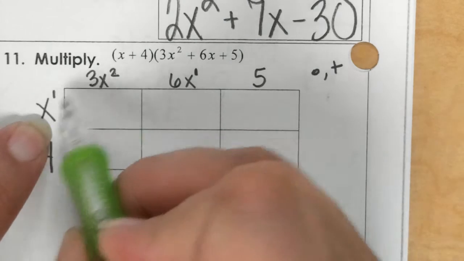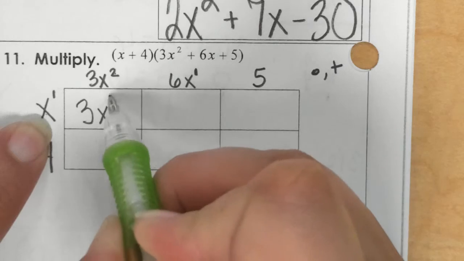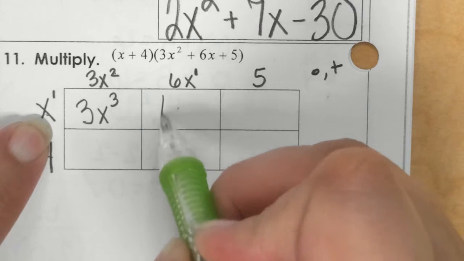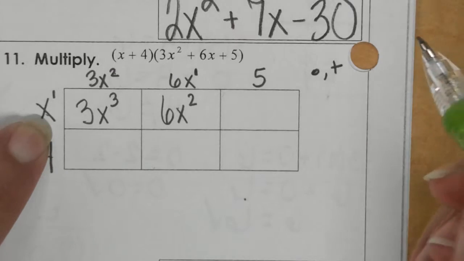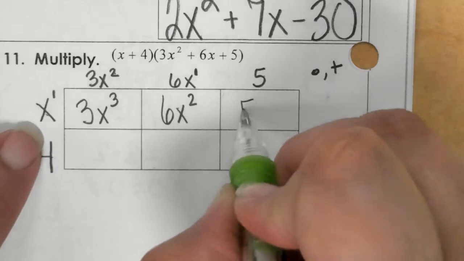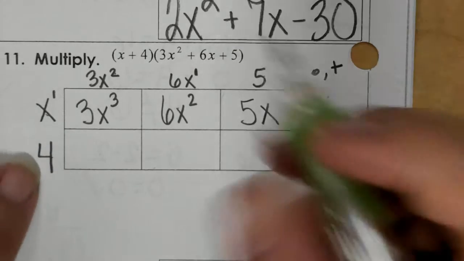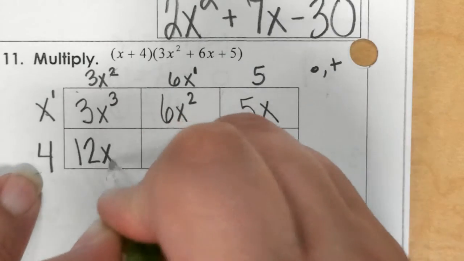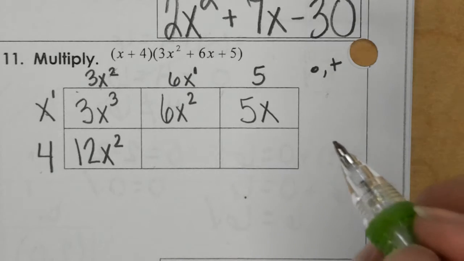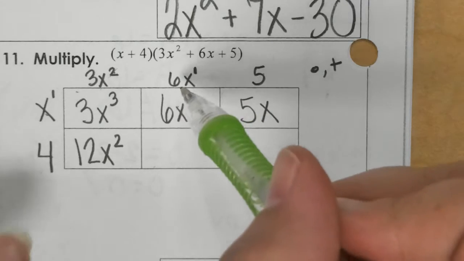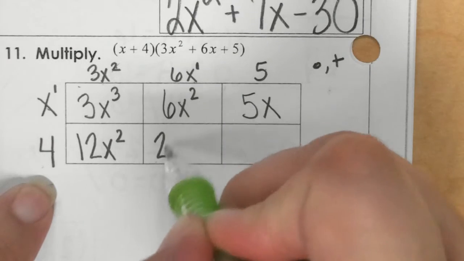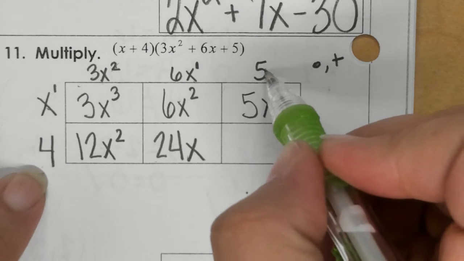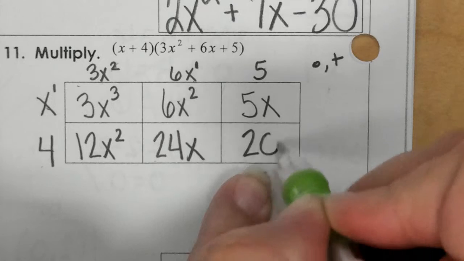So 3x squared times x is 3x to the third. Okay, x times 6x is 6x squared. And 5 times x is 5x. 3x squared times 4 is 12x squared. Six x times 4 is 24. Make sure you bring that x down. And then lastly, 4 times 5 would give me 20.